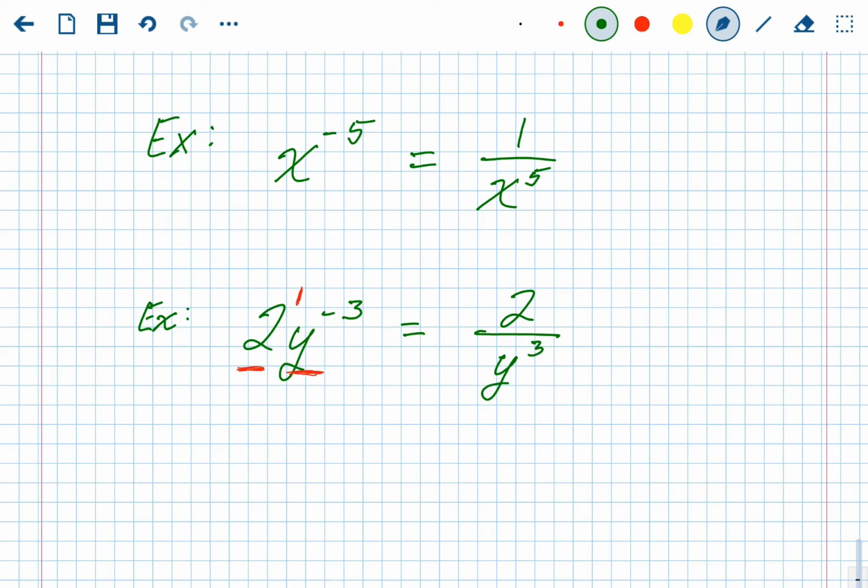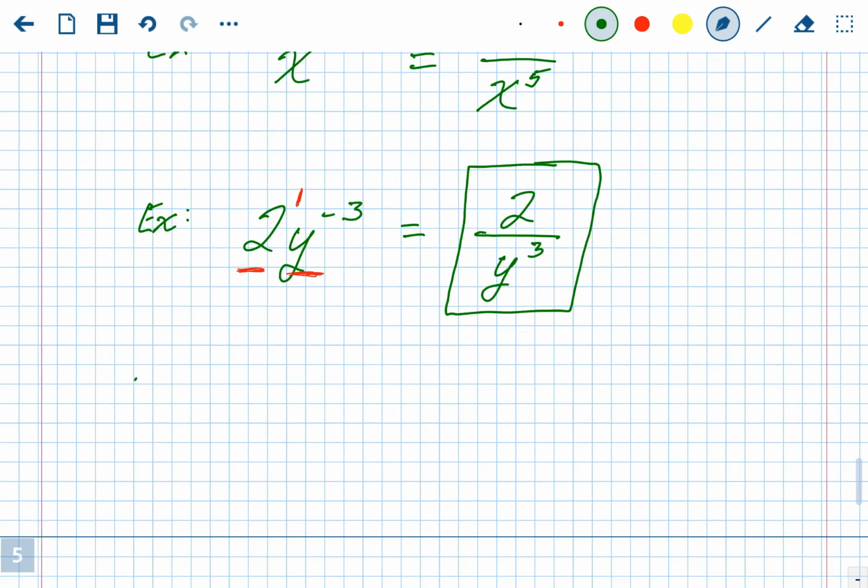But again, that 2 has a positive exponent, so you don't want to move it if it's already positive. If you moved it, it would become negative. So be careful with the numbers. Remember, numbers are bases too. And let's look at a bigger one.